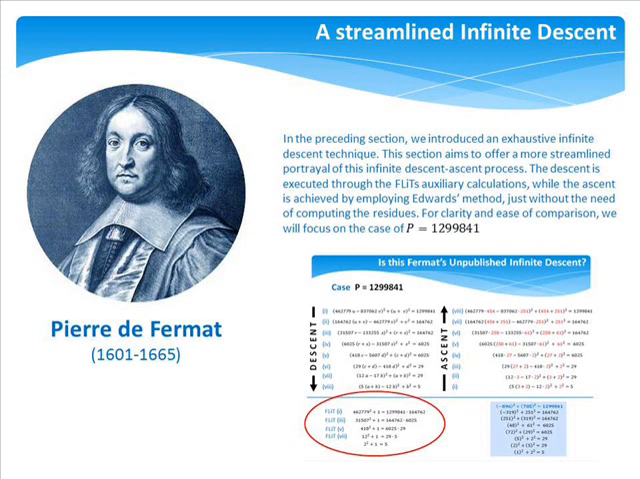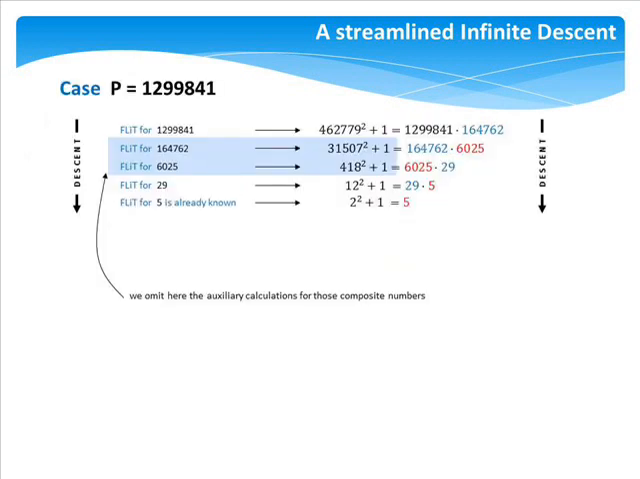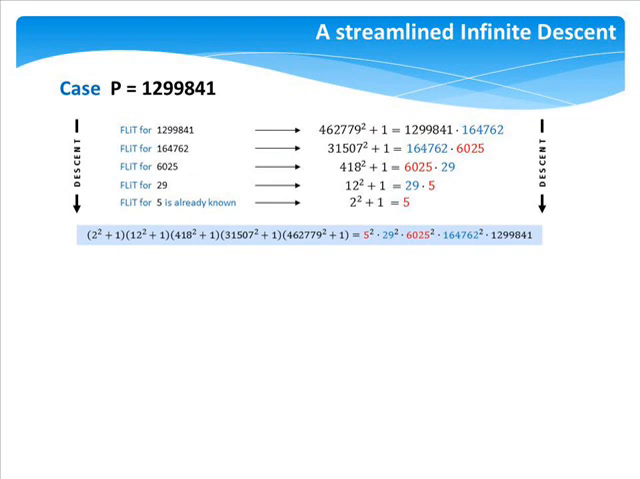For clarity and ease of comparison, we will focus on the case of prime 1,299,841. So we see how the product of those equations means that all prime factors but 1,299,841 are squared. So we can go the way up, finding the decomposition of them as sum of two squares.